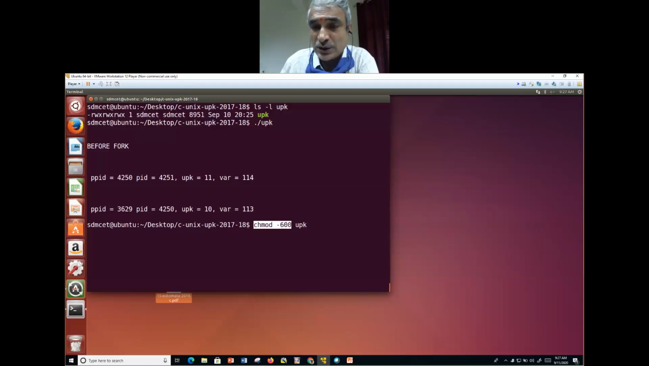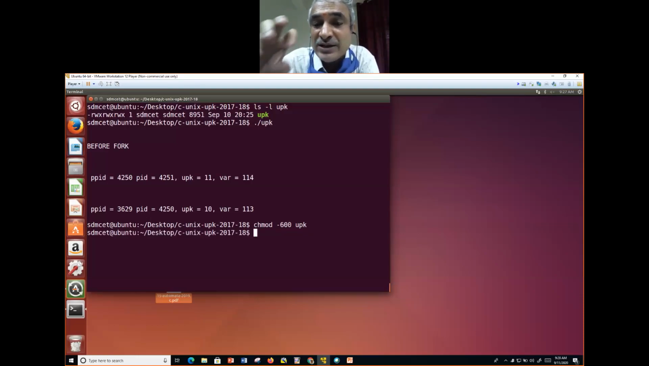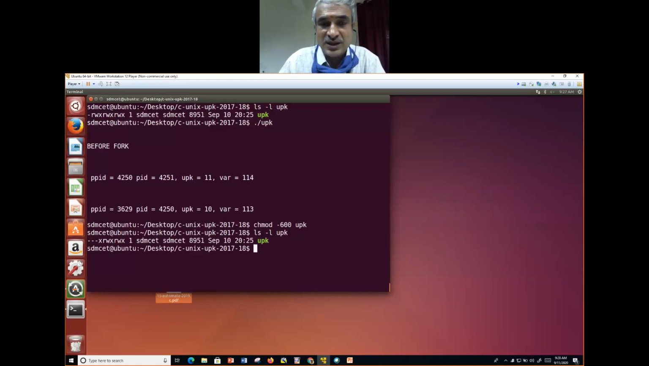Then whatever you want, you mention it here. Now I'll press this. It has changed the access permission of the file UPK. Let's see what has been done. Earlier one, you know about that. ls minus l UPK. Now look into that. Here read, write, execute, read, write, execute. It has removed this. What has it removed?